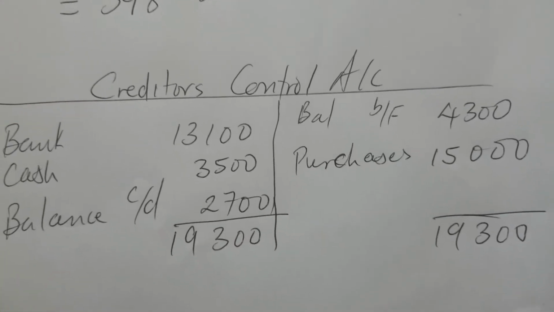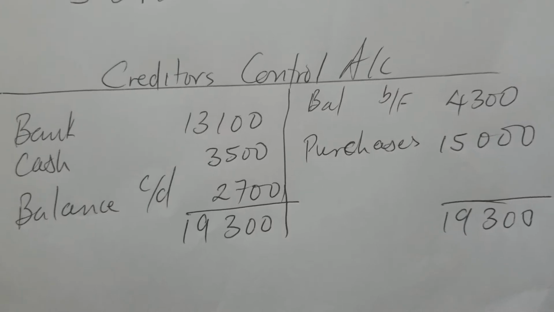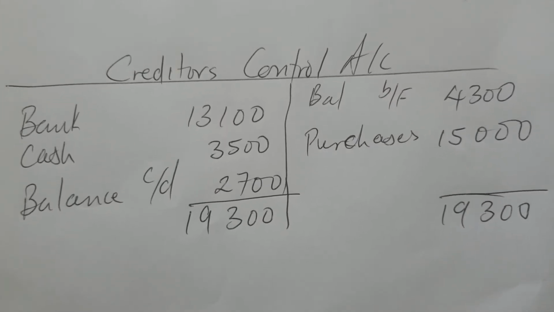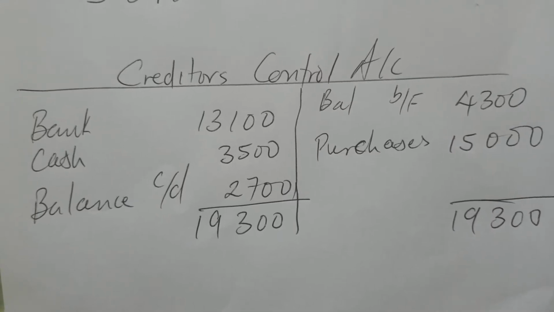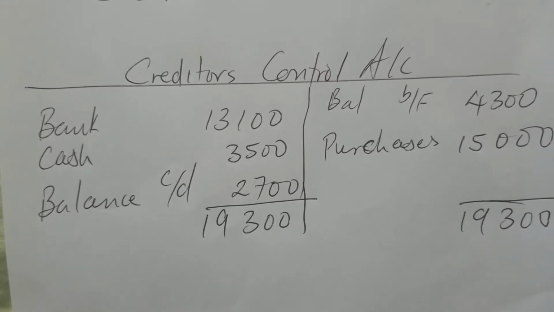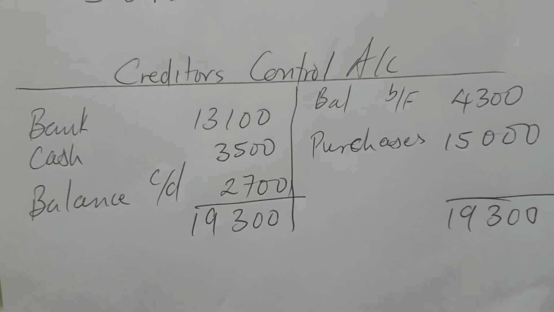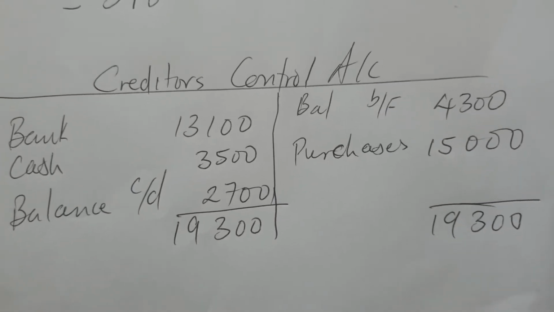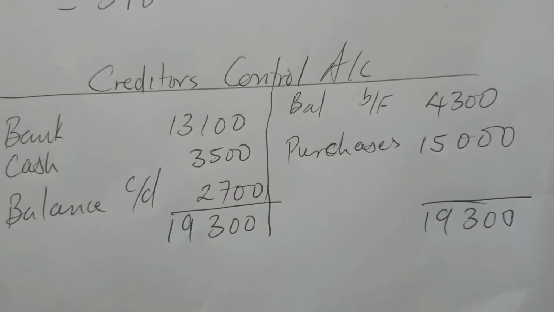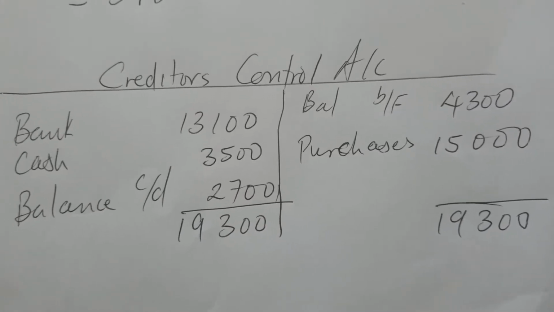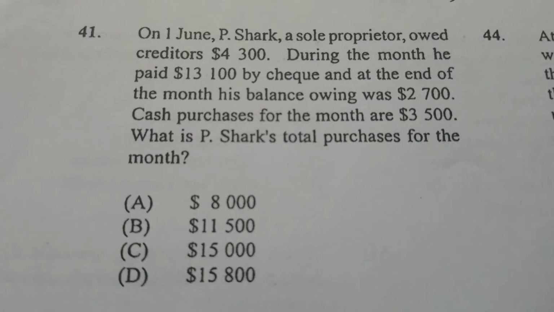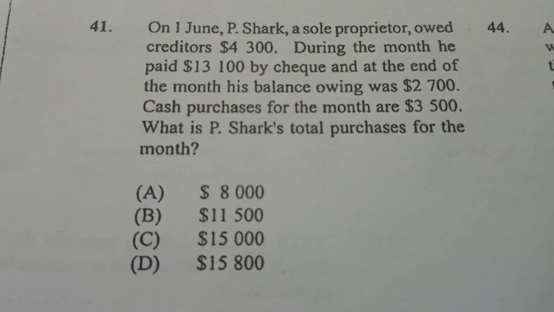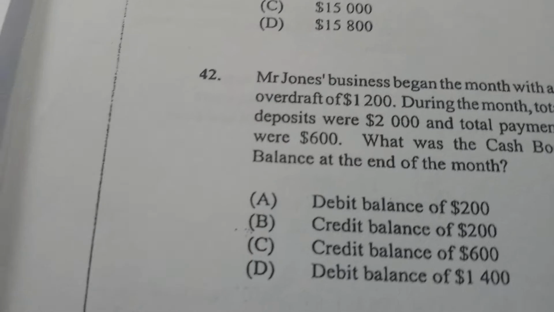Okay, so this is how it will look now, the creditors control to find the purchases. We would debit the amount paid by bank, the amount paid by cash, and the closing balance of $2,700. Of course, our opening balance on the credit side is $4,300. We add and subtract and we'll get $15,000. So the answer will be C, $15,000. Let's go to question 42.